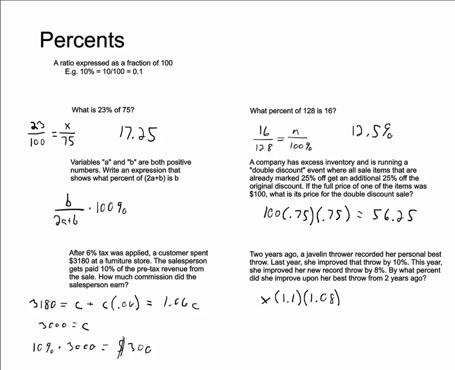So if we multiply 1.1 times 1.08 times x, we get 1.188x. That means her new best throw is 118.8% of her original throw, which means she increased it by 18.8%.